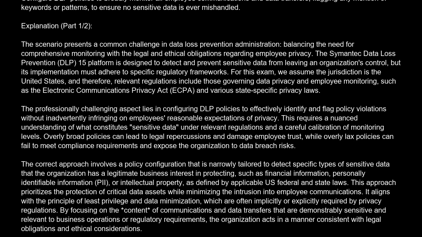An incorrect approach that involves broadly monitoring all employee communications, regardless of content or context, for any mention of keywords or patterns, fails to respect employee privacy rights.